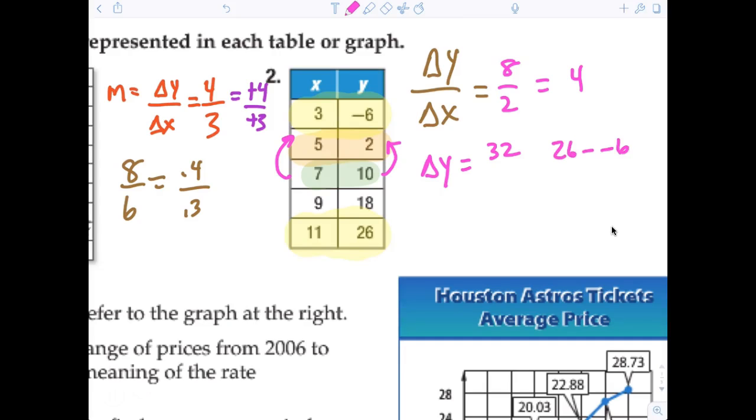Did everybody see that now, right? So I went 26 minus negative 6 over 11 minus 3. And that is, thank you, 8. And what's 32 divided by 8? We already knew what the answer was, 4. So I'm trying to show you now, does it matter what 2 points? No, but of course we always try to pick the easy ones.